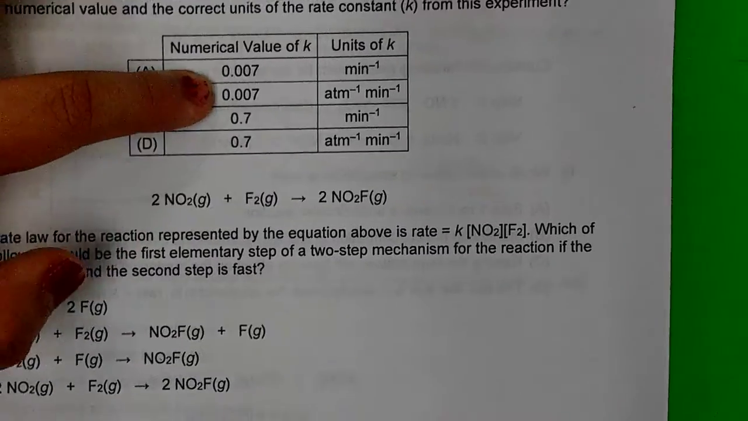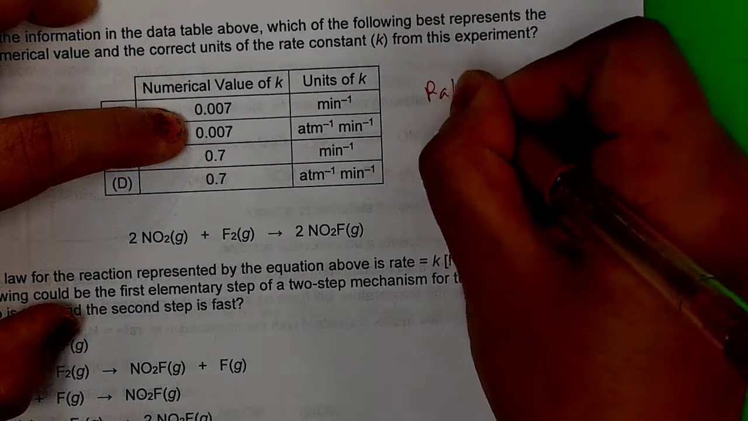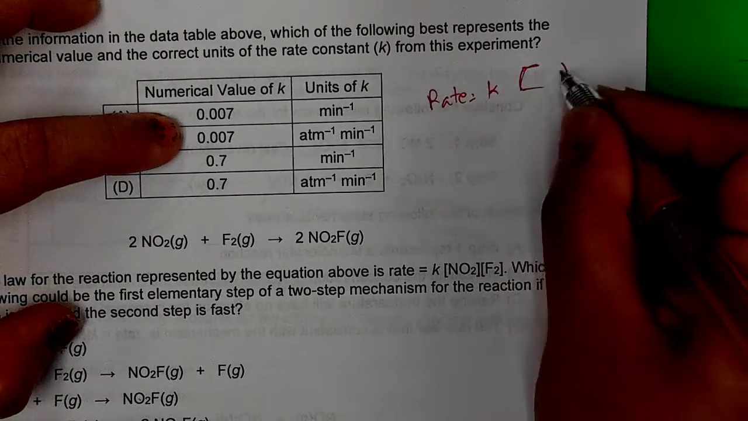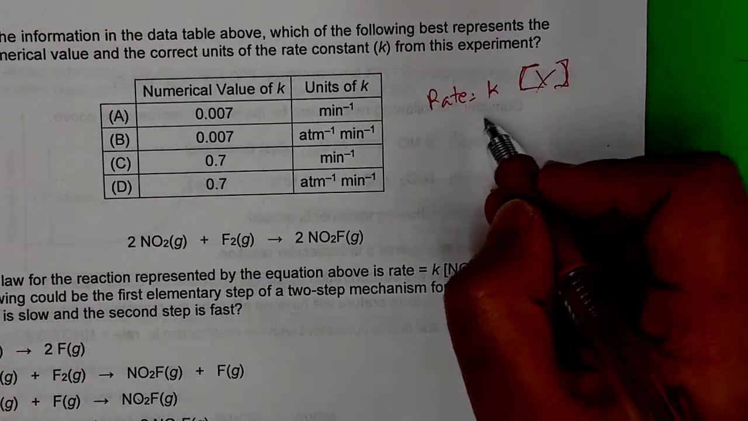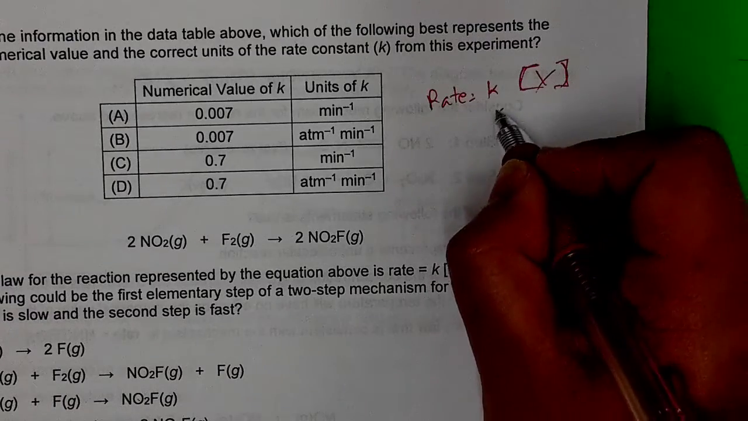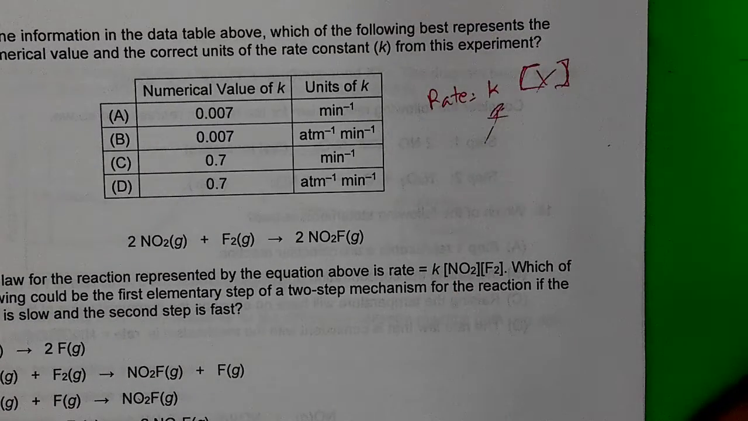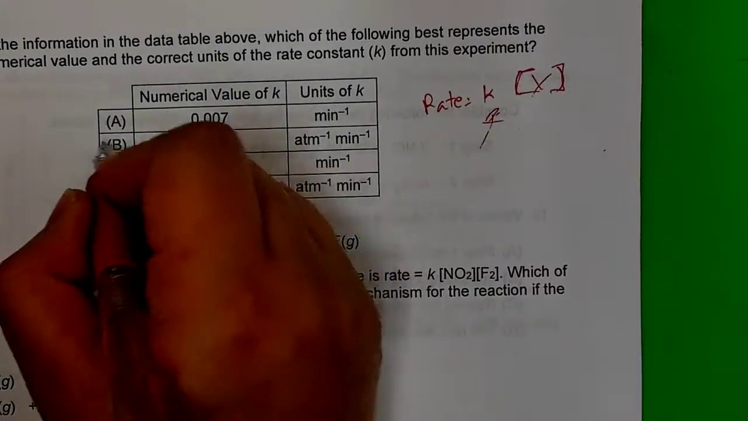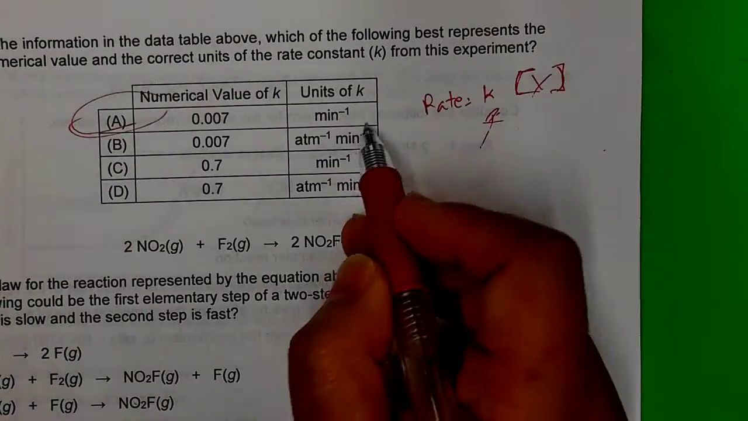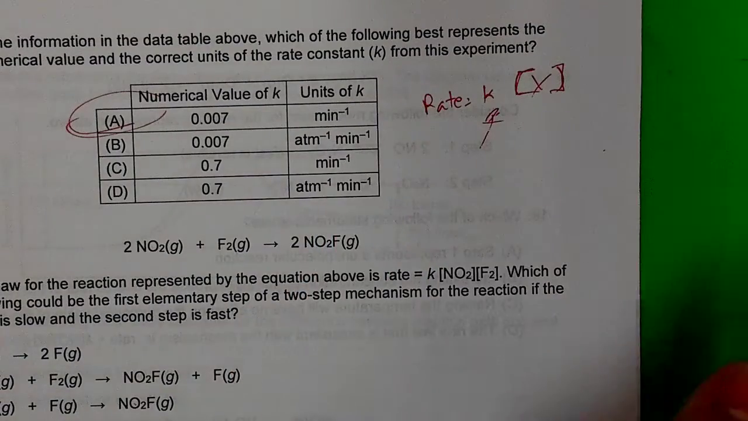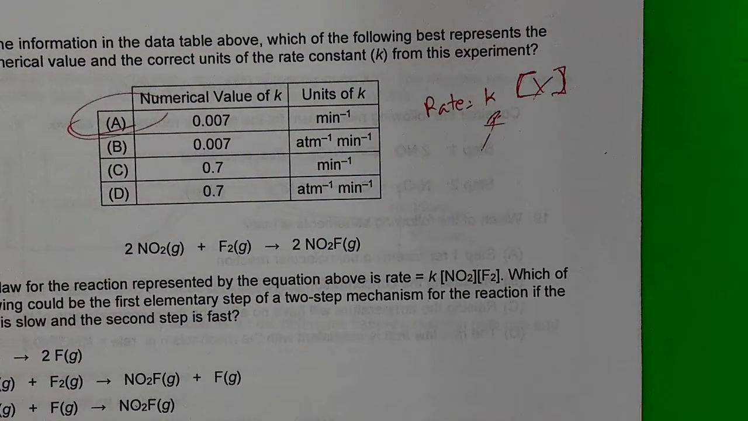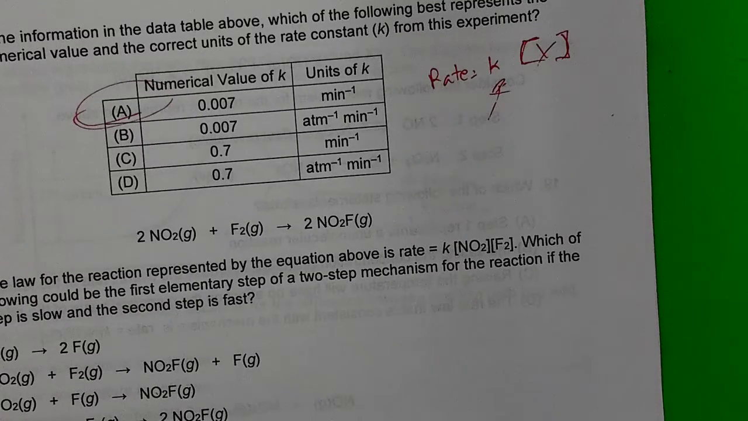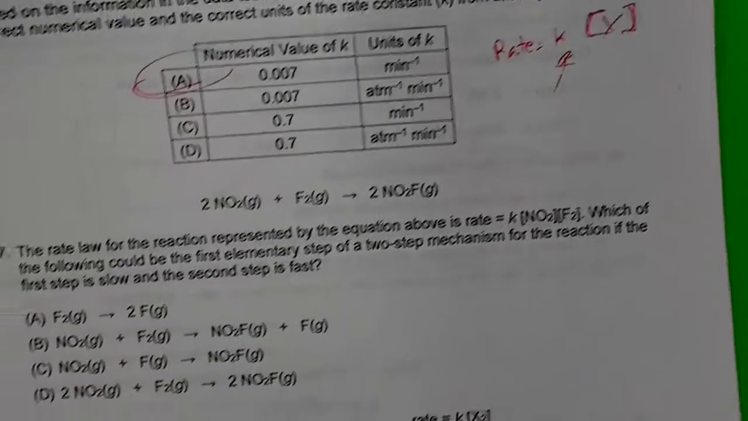Now you have to think about it. Rate is equal to k times the concentration. So what should that k unit be? Per minute only. You don't need the atm per minute or anything like that. If it's second order, then yes, you will have per atm per minute. All right. 16, 17.